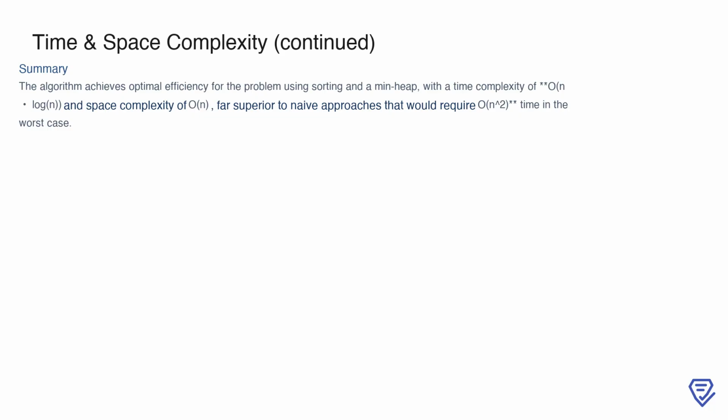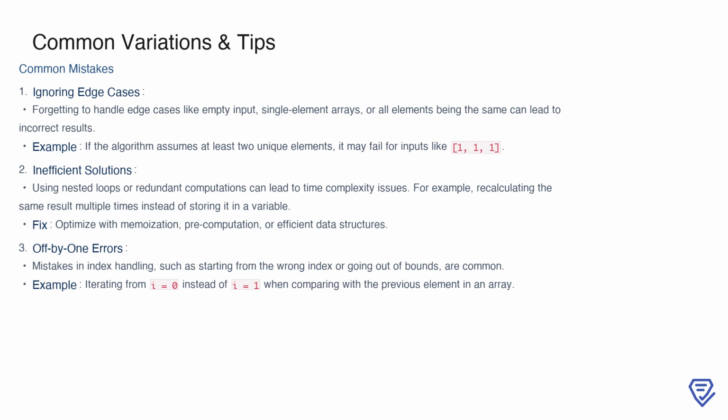This combination of optimal time and space usage ensures the solution is well suited for handling the problem efficiently, even for large inputs. When solving problems like single-threaded CPU, there are a few common mistakes to watch out for. First, ignoring edge cases is a frequent issue. For example, failing to account for empty input, single-element arrays, or arrays where all elements are the same can lead to incorrect results. Imagine an algorithm that assumes at least two unique elements in the input. It might fail outright for cases like 1, 1, 1.